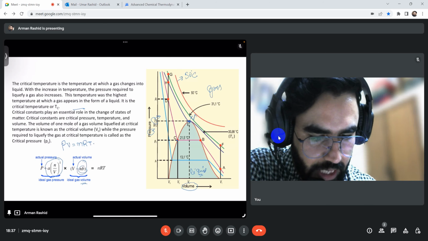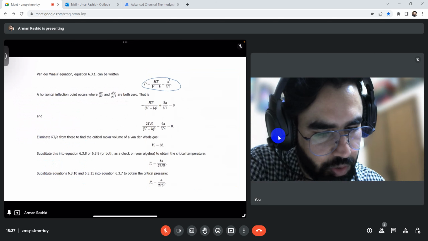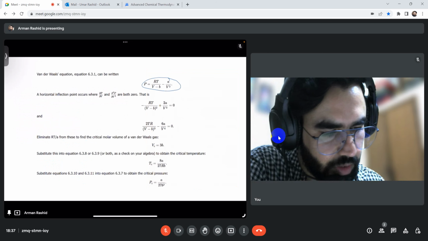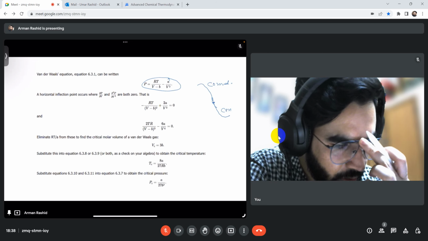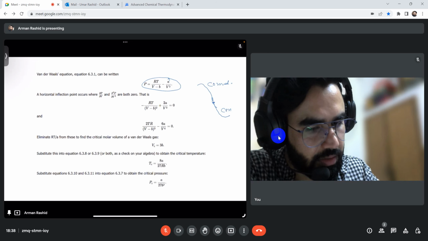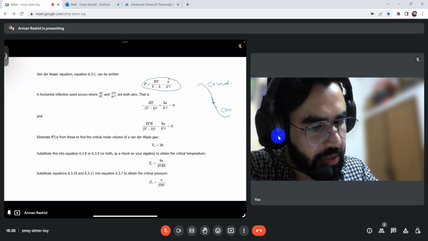Now, in van der Waals or in any equation we will have an inflection point. An inflection point is a point on a curve where on one side it is concave and on the other side it is convex. At the inflection point, both the first derivative and the second derivative are 0. So we'll do the rearrangements and take the first derivative of this, and we will get this value.